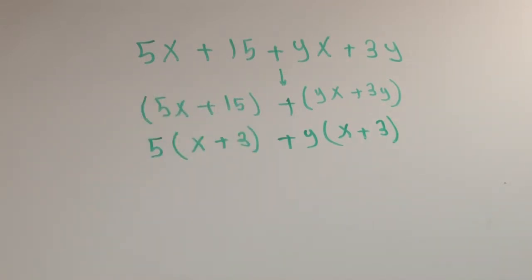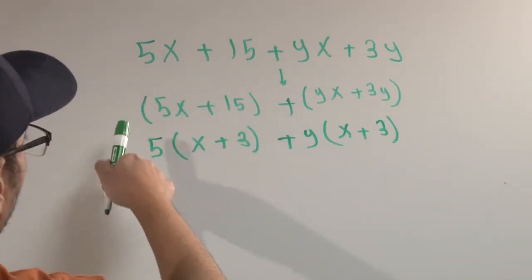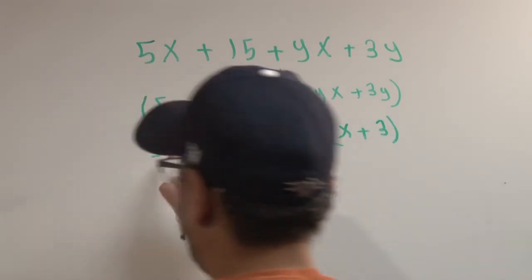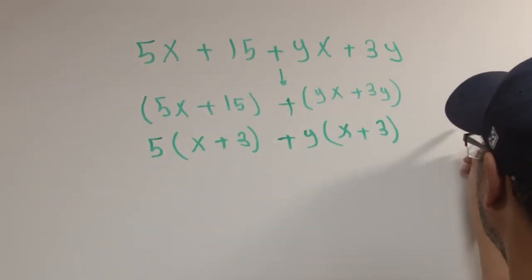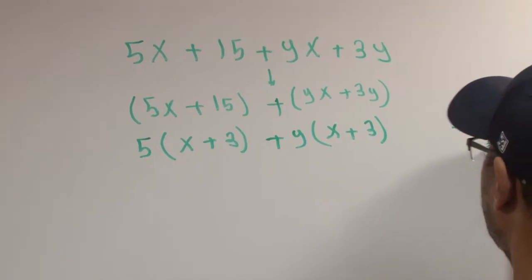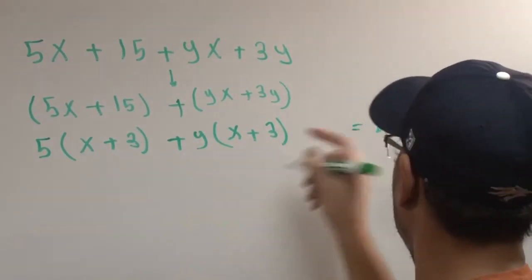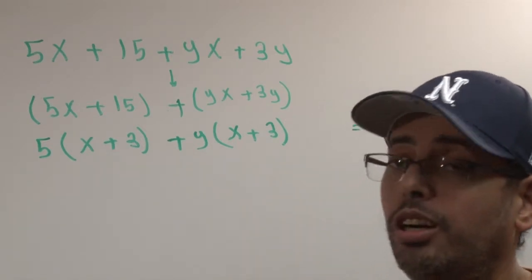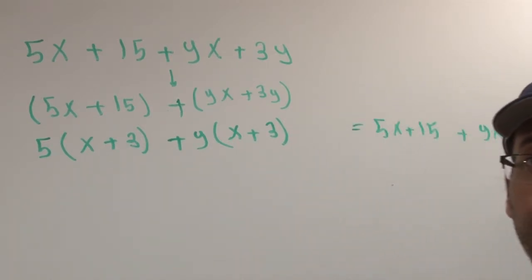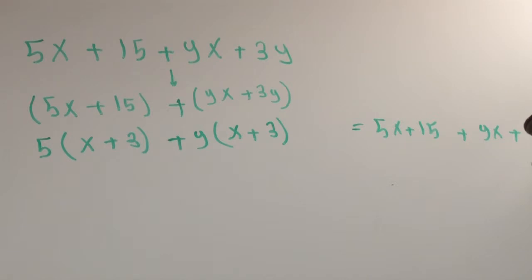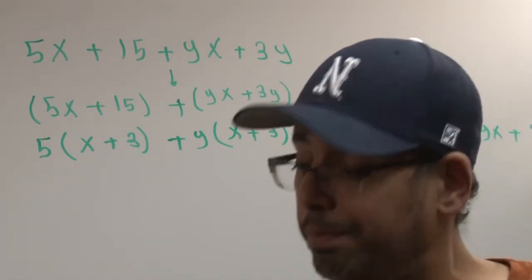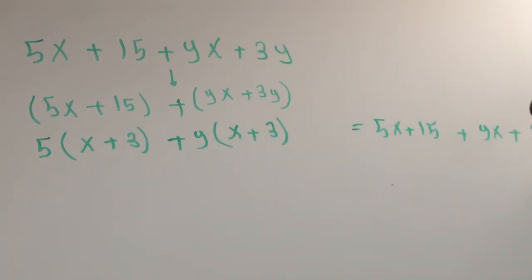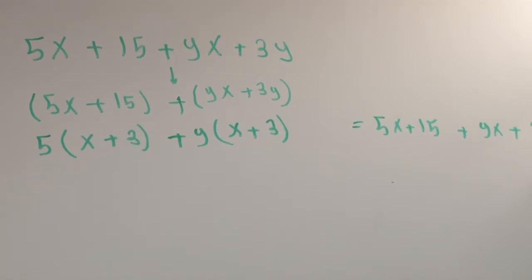I want to make sure that this is right. Distribute. This is equal to 5x plus 15 plus yx plus 3y. Don't be scared. It's very easy. Just be brave.